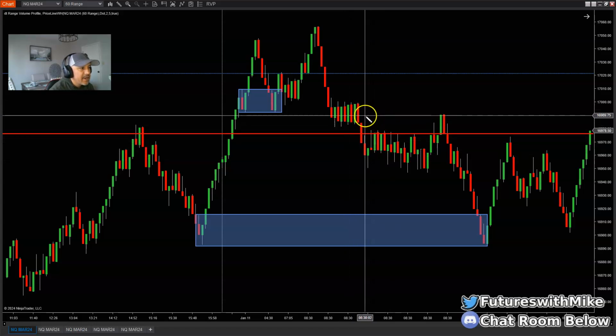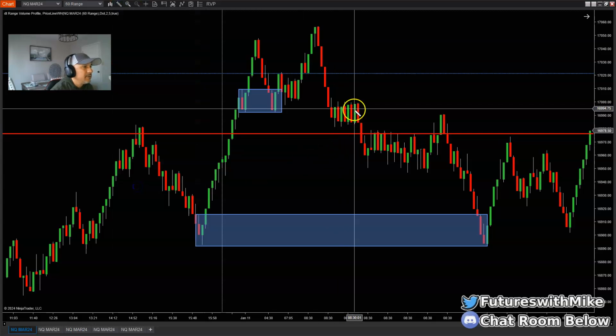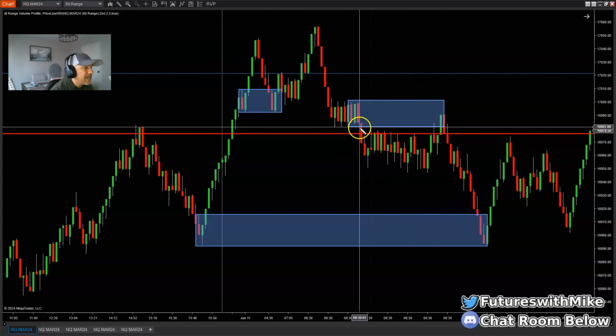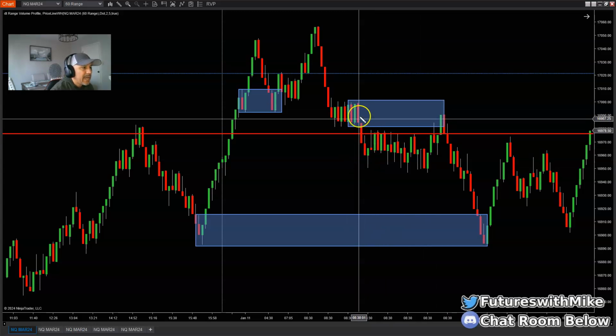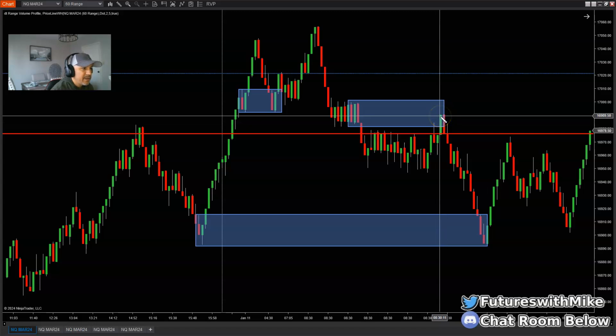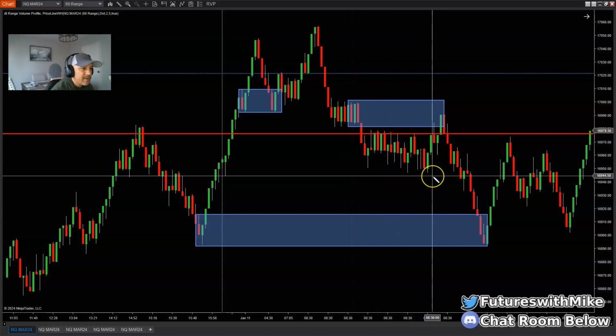This is an area of supply resting even right here. Let me show you. Right here, high probability area of supply. Why? Because there is a gap. There's an imbalance. There's a void resting back to the zone right here. What happens? The market pushes lower, pulls back, and then what happens right here? The market rejects this area and pushes lower to break through this area right here.